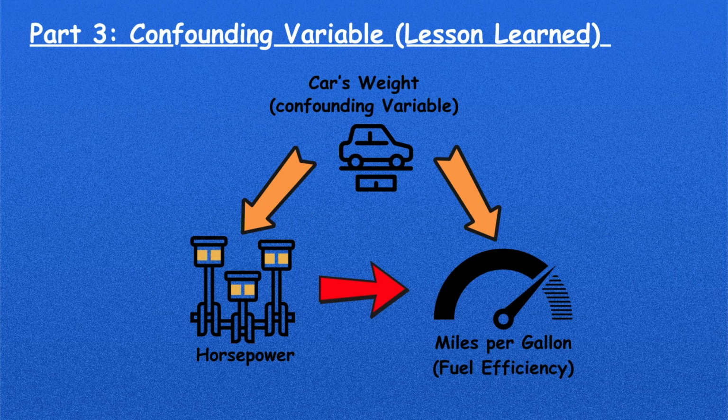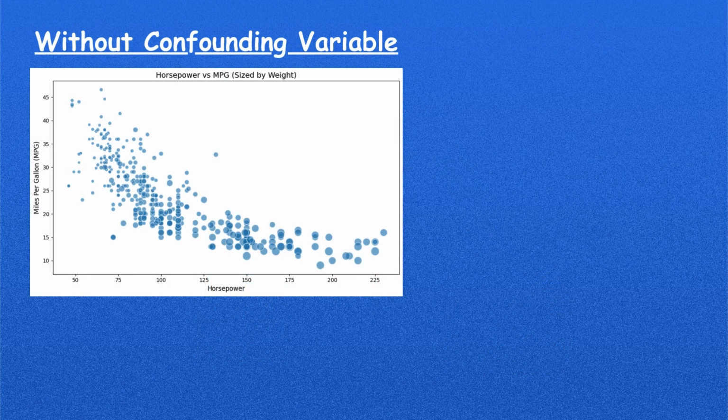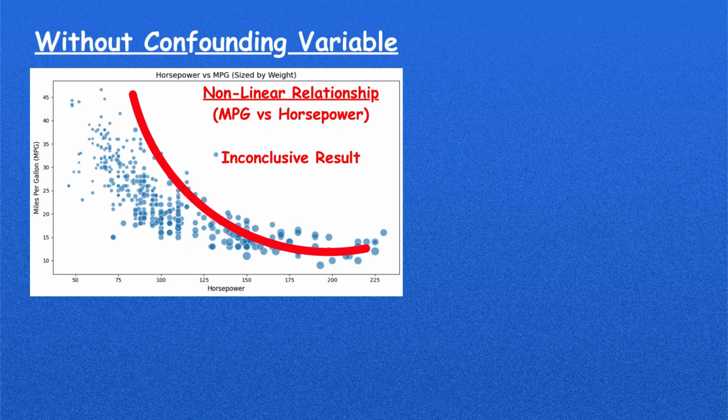In the previous example, weight serves as a confounding variable affecting the relationship between horsepower and fuel efficiency in miles per gallon. Without it, you might wrongly assume that higher horsepower directly causes lower miles per gallon, displaying a non-linear relationship curve. However, since correlation does not imply causation, the true relationship is more complex as weight also impacts fuel efficiency.